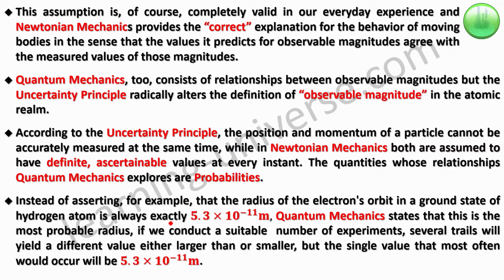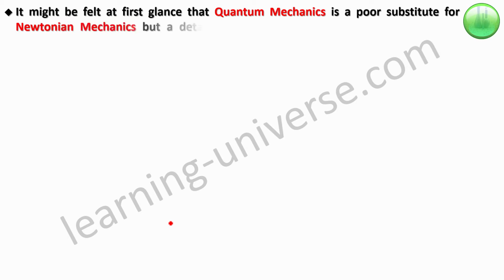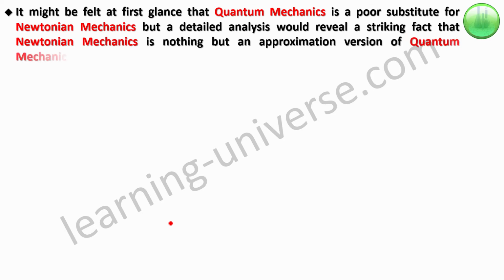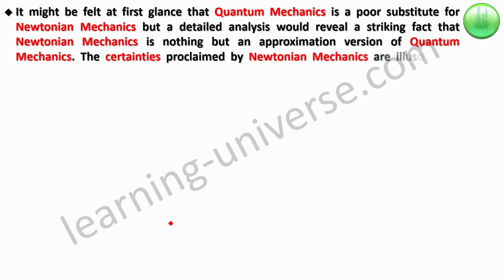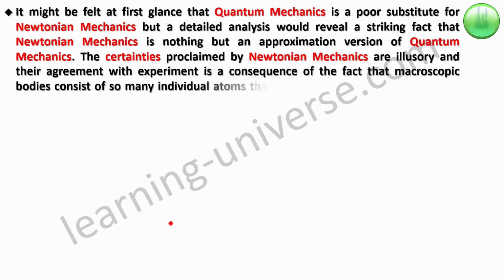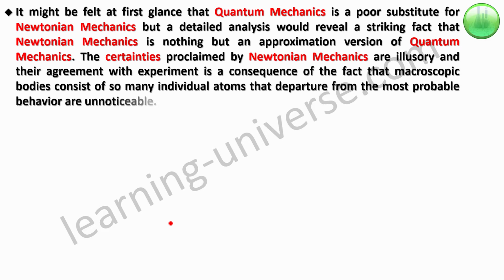Now, it might be felt at first glance that quantum mechanics is a poor substitute for Newtonian mechanics, but a detailed analysis would reveal a striking fact: Newtonian mechanics is nothing but an approximate version of quantum mechanics. The certainties proclaimed by Newtonian mechanics are actually illusory, and their agreement with experimental values is a consequence of the fact that macroscopic bodies consist of so many individual atoms that departures from the most probable behavior are unnoticeable.